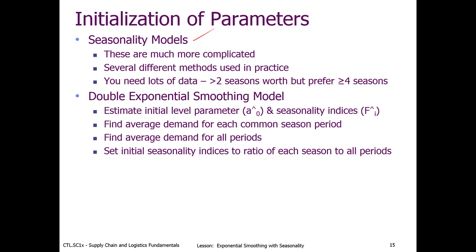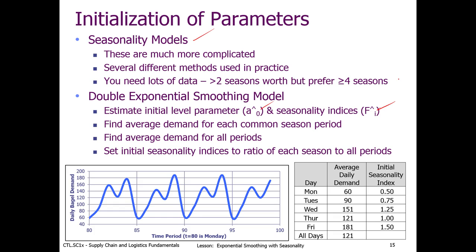So let's look at the first one, double exponential smoothing. And this one makes sense. This one's a little easier than the Holt-Winters one that we're going to talk about in a second. So we're going to have to estimate 2 parameters, the level and the seasonality indices for each of the seasonalities. So if I have the 4 periods here of the sandwich shop for bagels, the daily bagel demand, where this is a Monday, this is a Monday, this is a Monday. You see it goes every 5 days. You see the seasonality. So if I have this history, how would I figure this out?